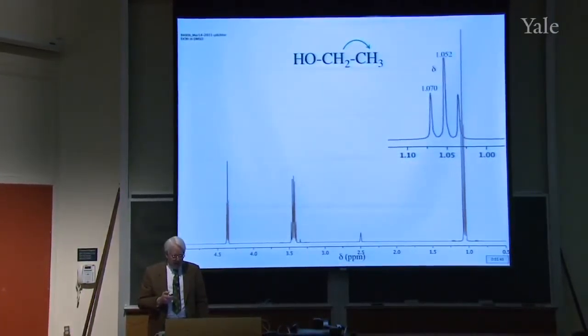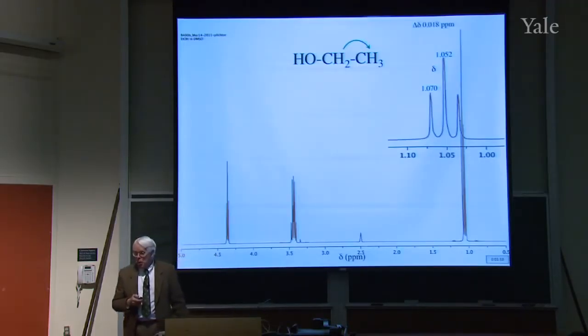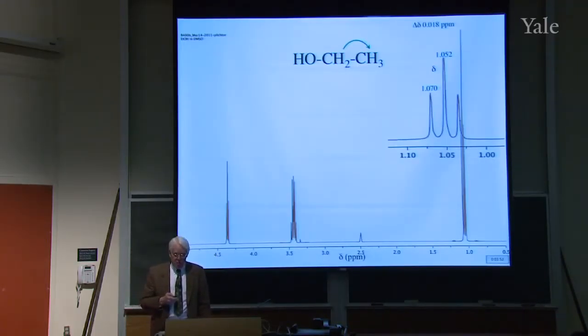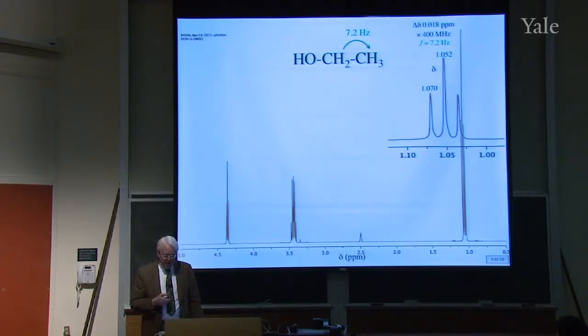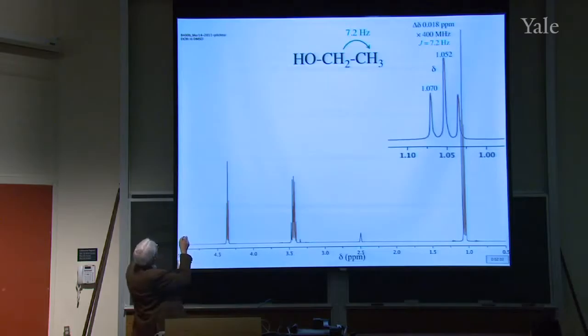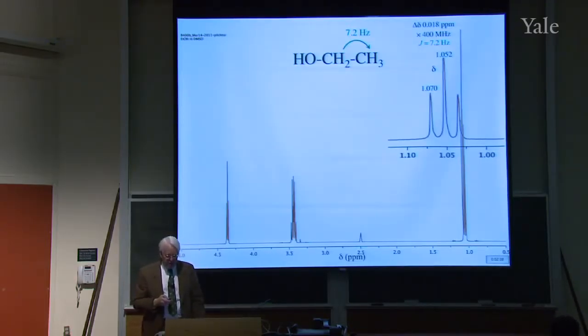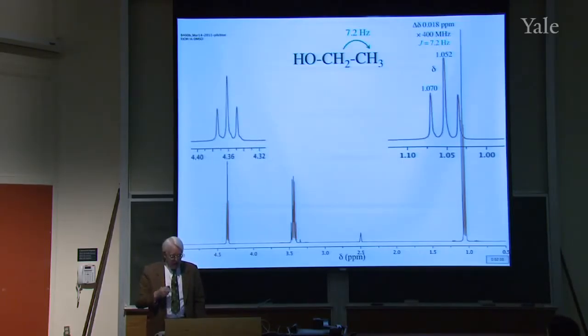Okay, now let's look down at the other end. And incidentally, the chemical shift positions as measured on the spectrometer are that, but actually we should measure it not in parts per million, where the difference is 0.018 parts per million. We should measure it in hertz. So we multiply by the frequency of the spectrometer, which it says here is 400 megahertz. Okay, so it's 7.2 hertz. Okay, now we look down there and we see a triplet. What's that due to?